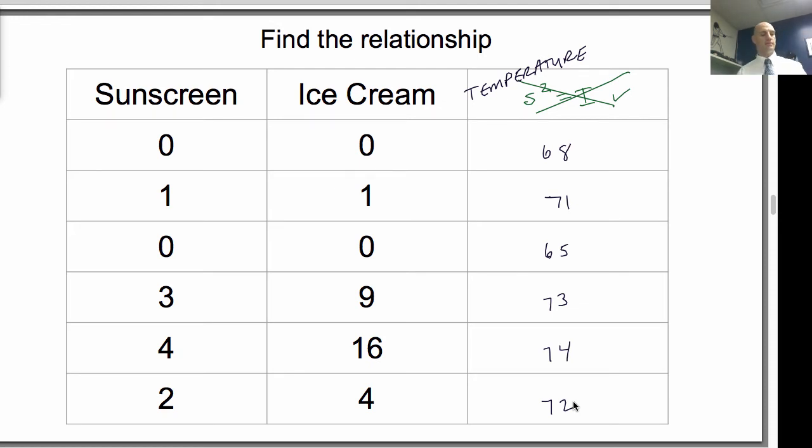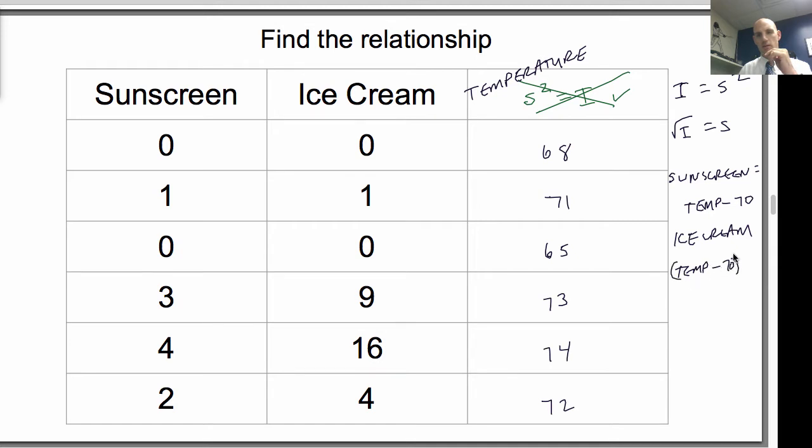And so in this case, yes, ice cream does equal sunscreen squared. And the square root of ice cream is equal to sunscreen. But there's a variable here that really goes untouched unless we know what to look for. Because really, sunscreen equals the temperature minus 70. And ice cream is equal to the temp minus 70 squared. Okay, maybe this is a silly example.